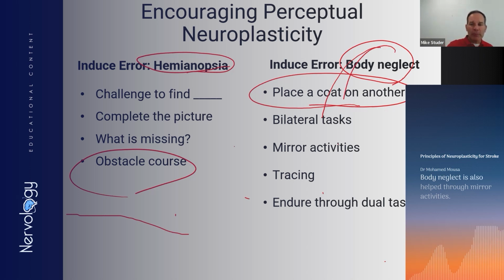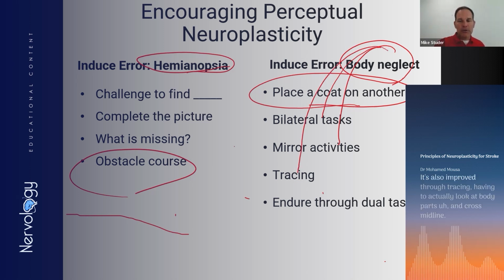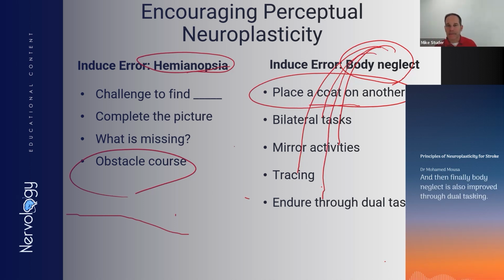Body neglect is also helped through mirror activities. Do something with the right, now repeat the same with your left. It's also improved through tracing, having to actually look at body parts and cross midline. And then finally, body neglect is also improved through dual tasking.